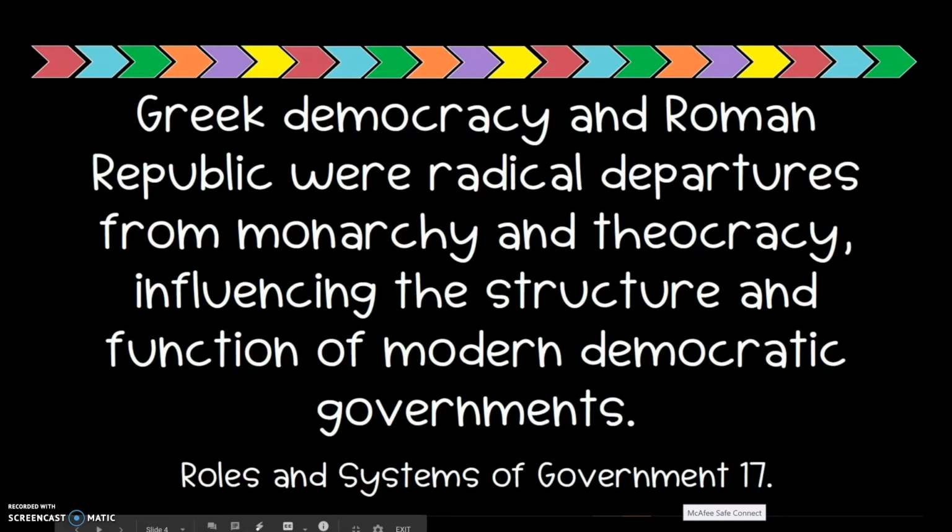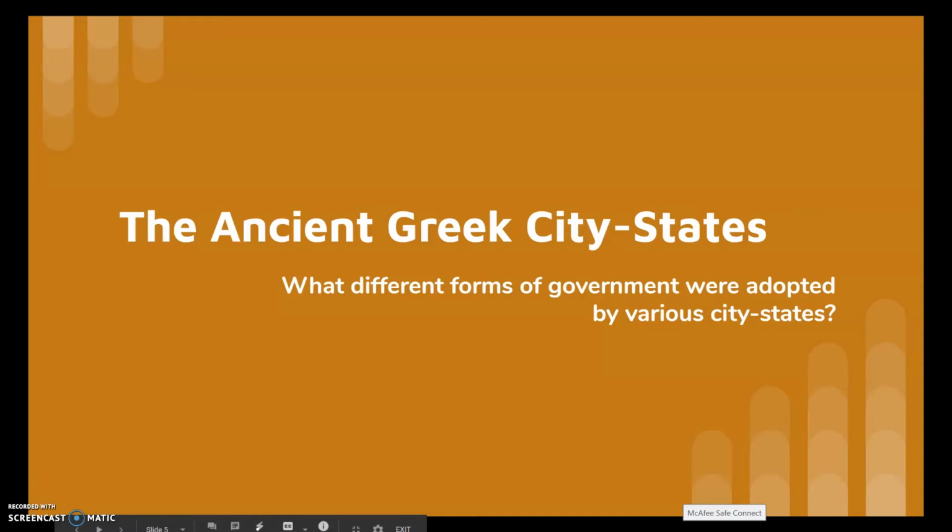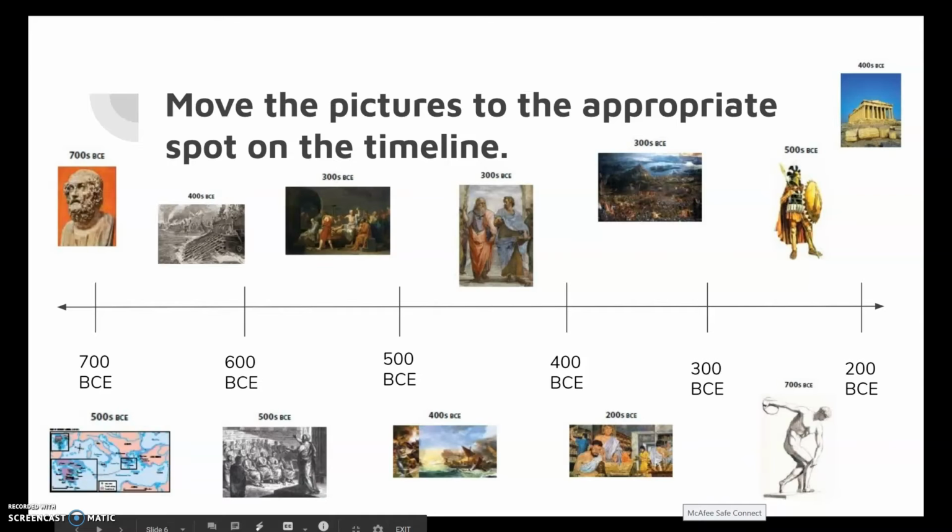By the end of this whole unit, this is what you should be able to do. You should be able to explain who the Greek people were, how the land affected them, and how their government affected even what we do today. So the Greek city-states. What different forms of government were adopted by various city-states? We're going to look at the forms of government today. In your slideshow, I want you to go ahead and move these images around. You're going to have to go into the edit, move these images around, and put them in the appropriate spot on the timeline. Pause your video and come back when you're done.